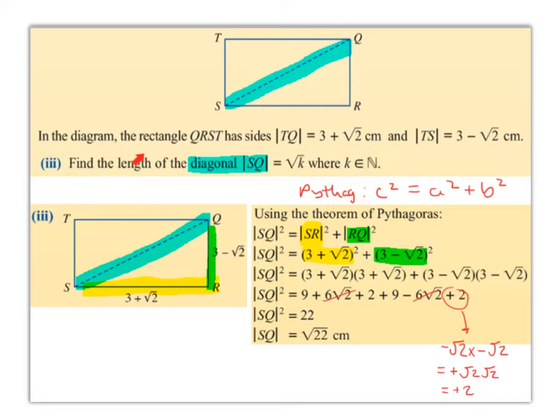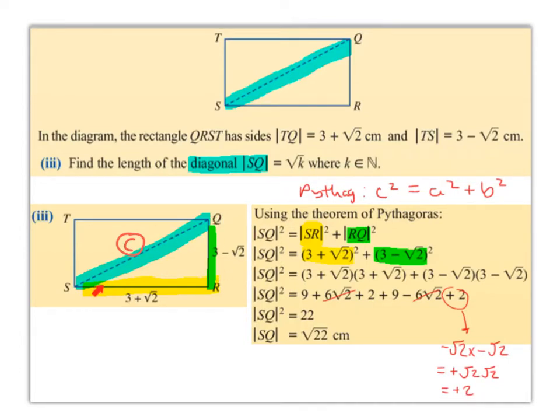Part 3. Find the length of the diagonal SQ equal to root k, where k is an element of the natural number set. So you need to find the length of this diagonal. So hopefully you notice that this forms a right-angled triangle, and the formula for that is Pythagoras' theorem. So Pythagoras' theorem is c squared equals a squared plus b squared, where the c is the longest side. So the c is going to be SQ. So we're going to swap c squared for SQ squared.